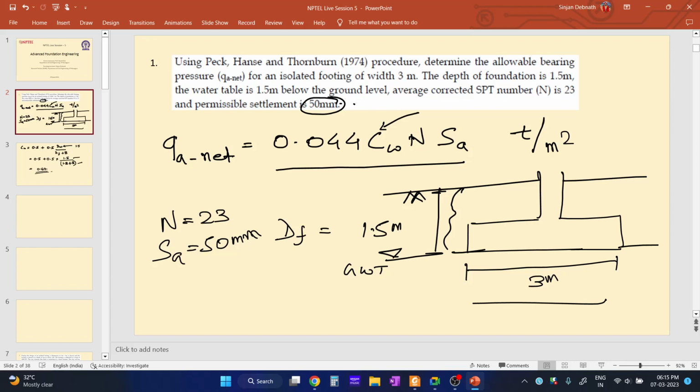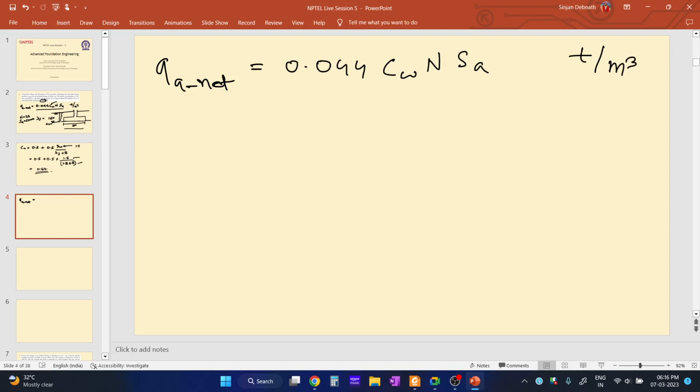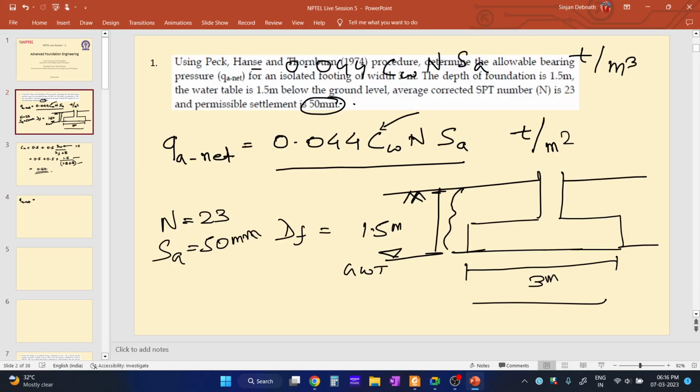Okay, now this is an empirical equation. So if you put all the parameters in, with SA in terms of millimeter, and calculate this equation, the unit of the result that you will get will be ton per meter square. Okay, so now let me put all the values. qa net is equal to 0.044 into CW into N into SA. This will be in ton per meter square.